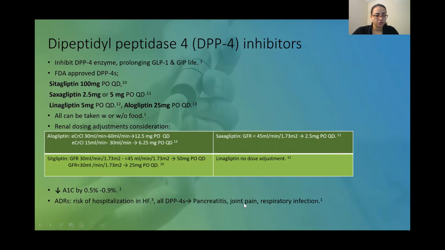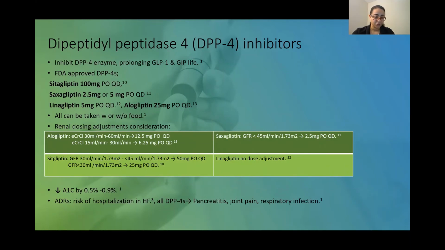We have renal dosing considerations with alogliptin. If the patient has a creatinine clearance of 30 to 60 mL per minute, patient should be taking 12.5 milligram daily. If the patient has a creatinine clearance of 15 to 30, they should be taking 6.25 milligram by mouth daily. For saxagliptin, if the GFR is less than 45 mL per minute, patient should be taking 2.5 milligram daily.